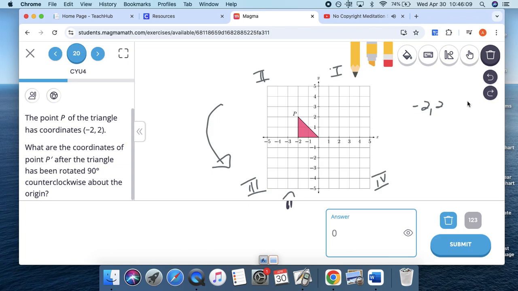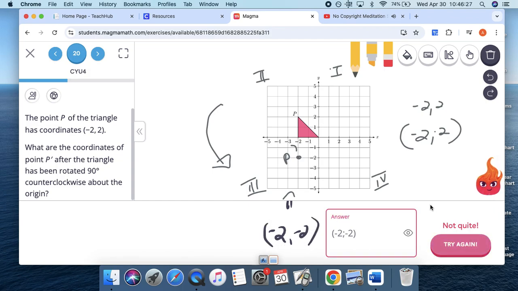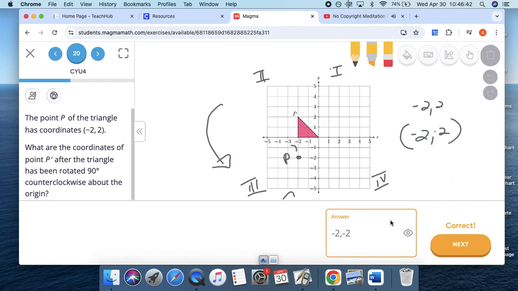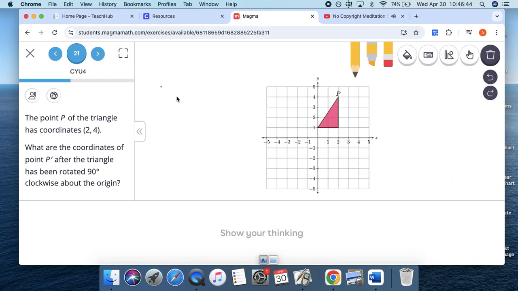So if you switch sides, it's still going to be 2 and 2, but in quadrant 3, who's negative? Everybody's negative. So point P, P prime I should say, is going to land right here. Negative 2, comma, negative 2. I guess sometimes it's how you write it.